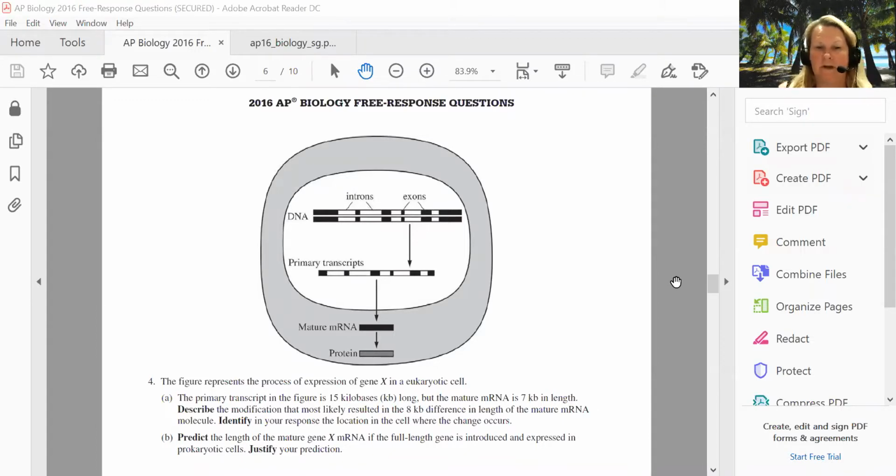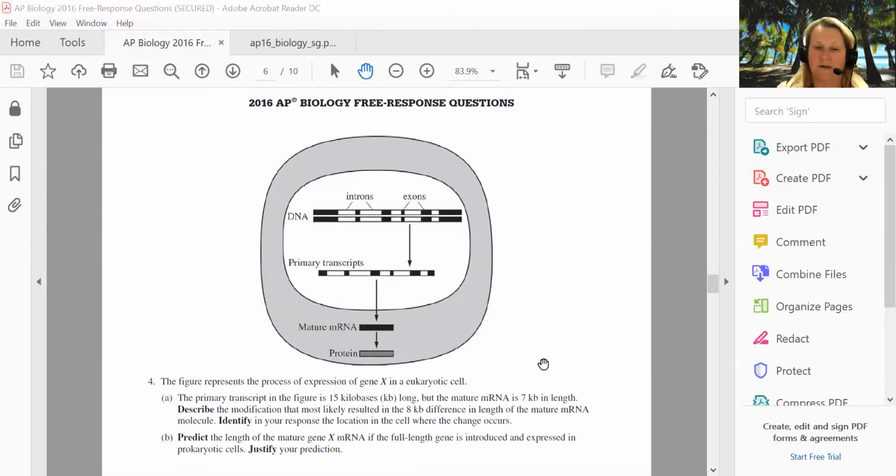So here we go. You have a picture here. The figure represents the process of expression of gene X in a eukaryotic cell. So eukaryotic means it has a nucleus, and you've got DNA showing introns and exons, and then going to a primary transcript, and then the mature mRNA, which is much smaller, gets out into the cytoplasm and turns into protein, or gets translated into protein.